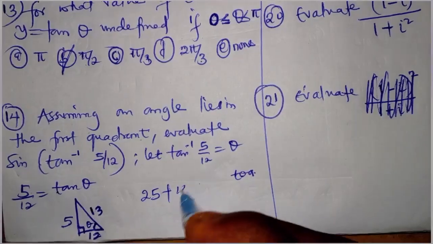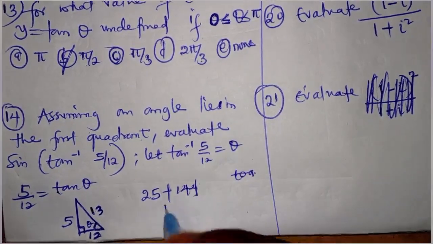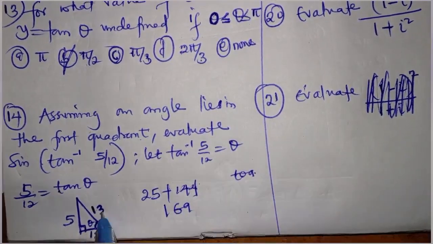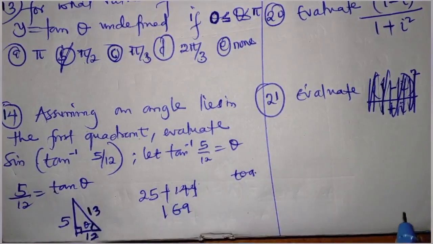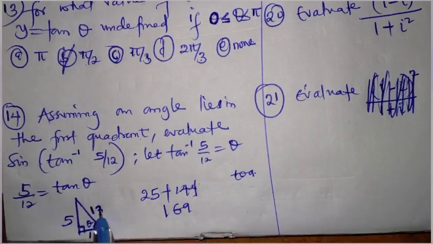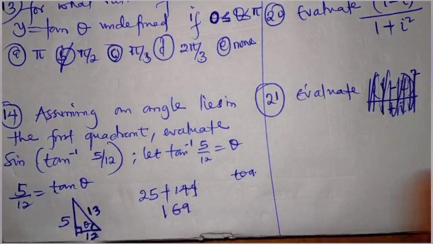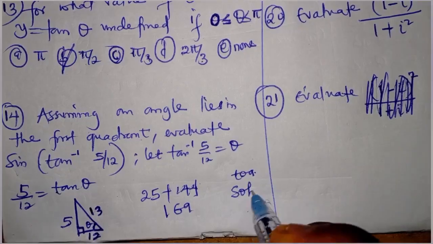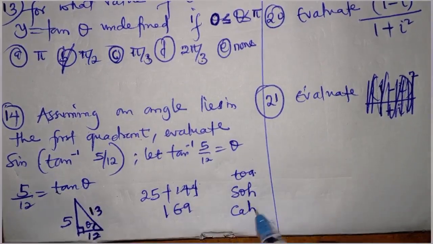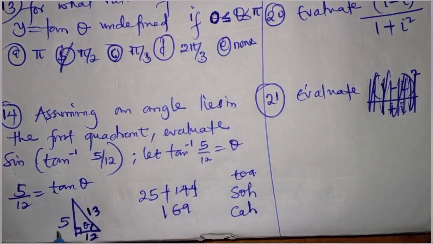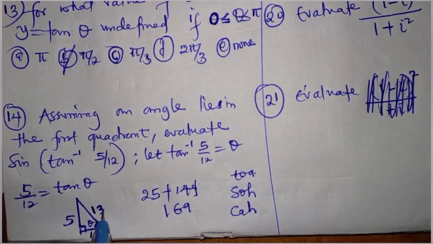12 squared is 144. Add them together, you get 169. And that's 13 squared. Yes, so 5, 12, 13, they form what we call a Pythagorean triple. Now, we can determine sine. Sine is opposite to hypotenuse. Cosine is adjacent to hypotenuse. This is the opposite, and this is the hypotenuse.